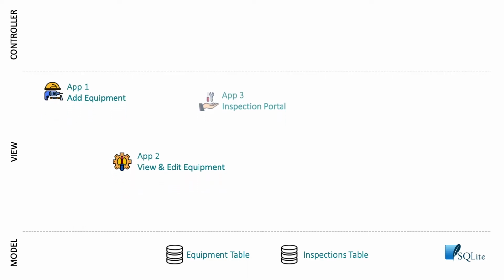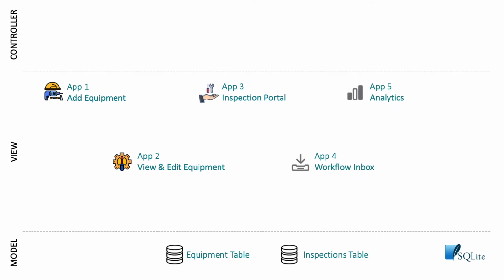Let's break down the scenario using a model, view, controller diagram. Our model, which is our database, remember we can utilize the built-in SQLite database that comes with the Open Edition, will consist of 2 separate tables for equipment and inspections. Our view will be the 5 apps we will develop. App 1 for adding equipment, App 2 for viewing and editing equipment, App 3 is the inspection portal, App 4 is the workflow inbox, and App 5 will show some analytics.